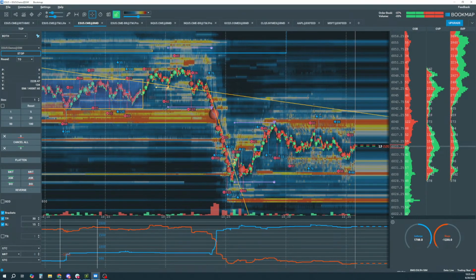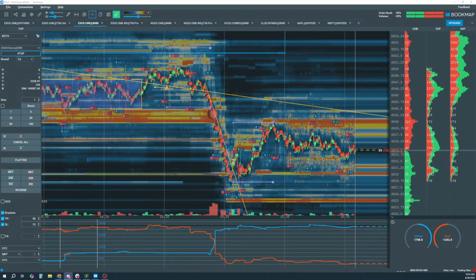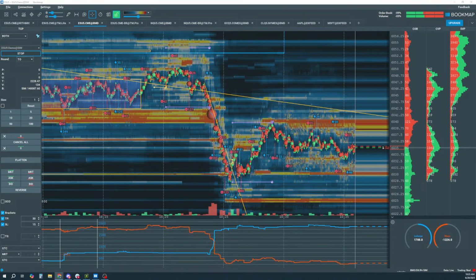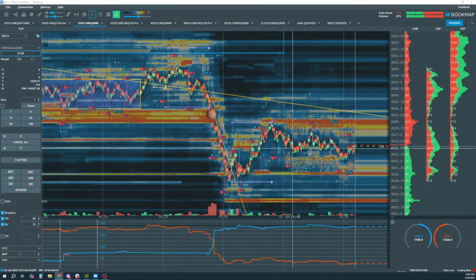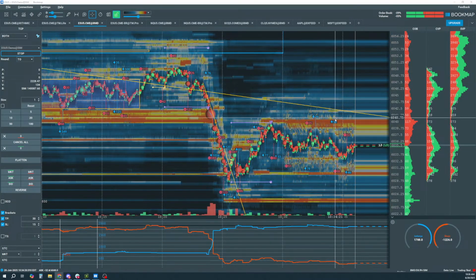Anyway, I'm not going to get political. We do not get political in here at all. This is about trading and finding opportunities. If something is mispriced, we look for the opportunity.